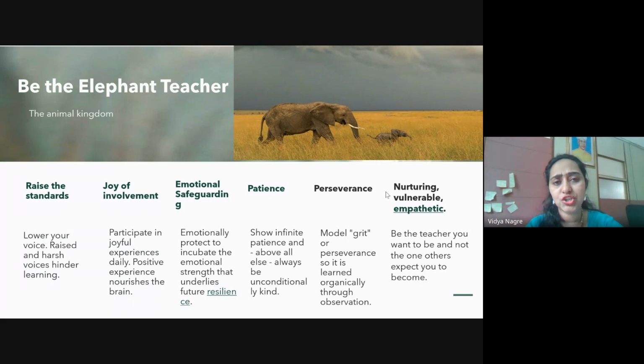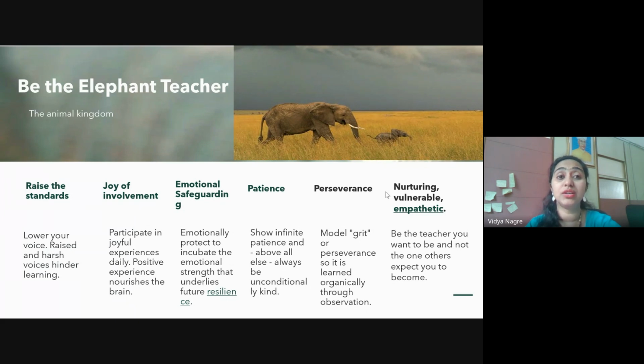Never, never, ever judge anyone immediately. Always try to understand their background. Perseverance is another thing. Model perseverance, so it is learned organically through observation. Perseverance helps the students also to sustain their learning. Nurturing, vulnerable, and empathetic. Be the teacher you always wanted to be, and not the one others expect you to become.